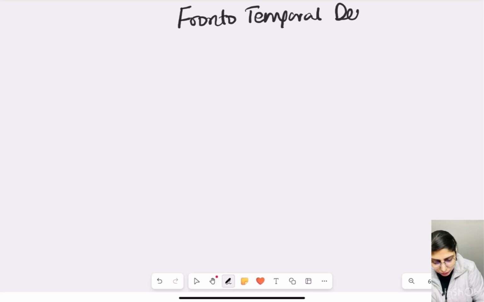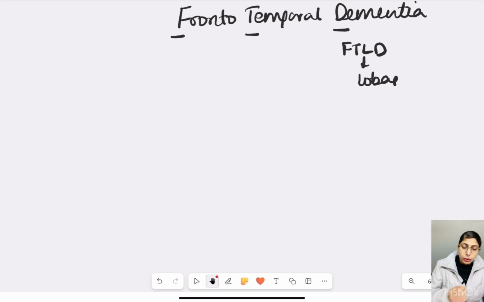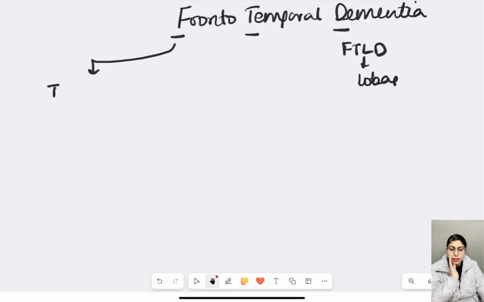Frontotemporal dementias, FTD, or we also sometimes call it FTLD, where L stands for lobar degeneration. Frontotemporal lobar degeneration. So FTLD is more like a pathological term, while FTD is more like a clinical term. Okay, so frontotemporal dementia. Now, as the name suggests, the frontal lobe is involved.